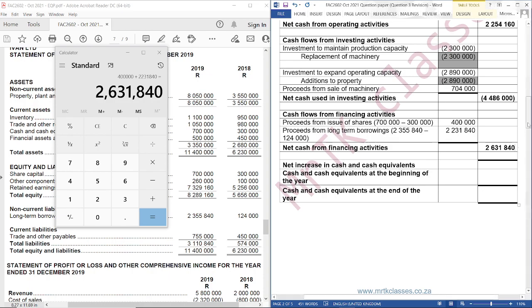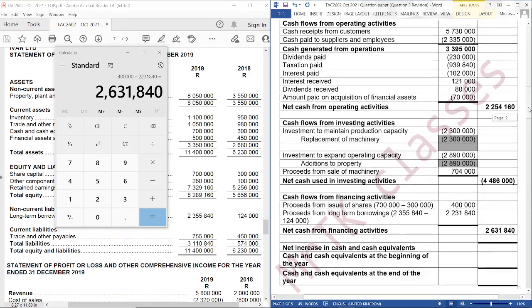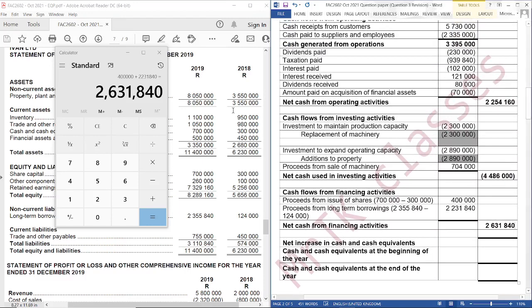Okay. Let's calculate our net increase or decrease. It depends. If it's in parentheses, net decrease. If it's not, net increase. So 2,254,160 subtract 4,486,000, plus 2,631,840, gives 400,000.